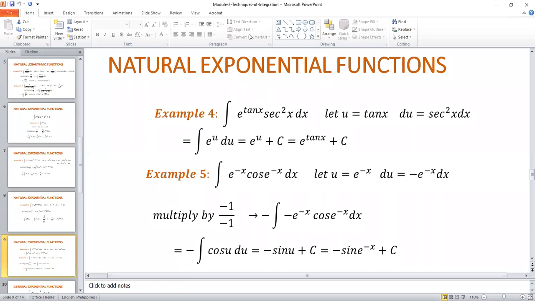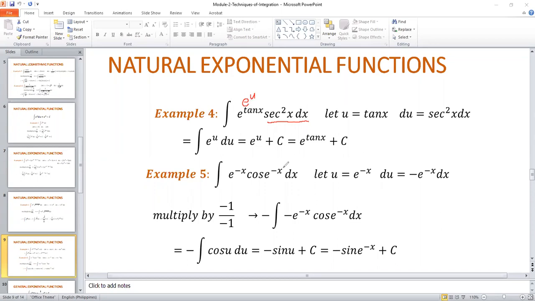If this is your e raised to u, the u here is tangent of x. What is its derivative? It's secant squared of x dx. So it's in here. So then the answer is this one, e raised to u. So e raised to tangent of x plus c. Why? Because the secant squared of x dx here will serve as the derivative of your u in the exponential function.